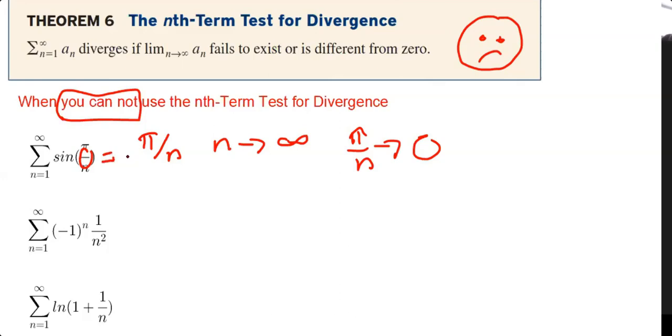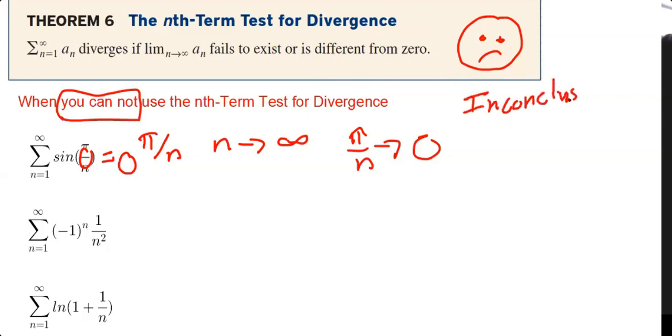Yeah, that one we should know. We should know our trig stuff, right? So can we use the test? No. Okay. The test does not say if it goes to 0, then it converges. It does not say that. Okay. So anytime you get a 0 as a limit, then your test is inconclusive.